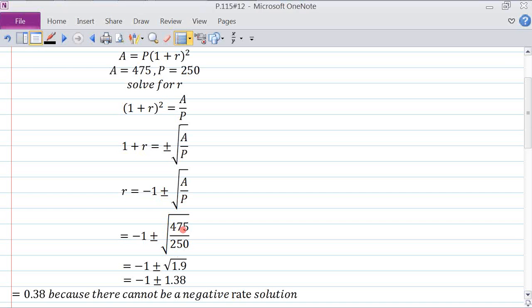And a is 475, p is 250. When you work that out, it comes to 1.9, and the square root of 1.9 is approximately 1.38. And we only take the positive value here because the rate, or r, cannot be a negative solution. We're talking about dollars here, so this is really an interest rate. And so the only possibility is to take minus 1 plus 1.38, which gives us 0.38.